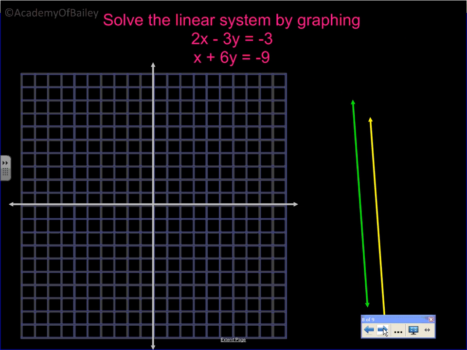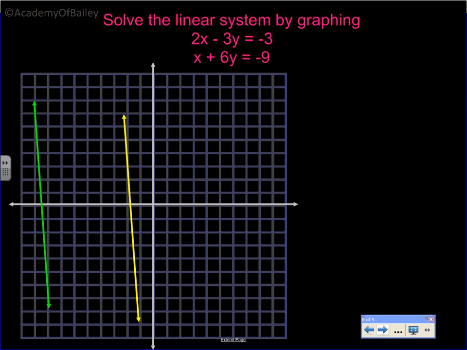It says 2x minus 3y equals negative 3, and x plus 6y equals negative 9. Don't forget to be pausing the video and working these out and then checking your solution. This is a review to make sure you understand what you're doing.